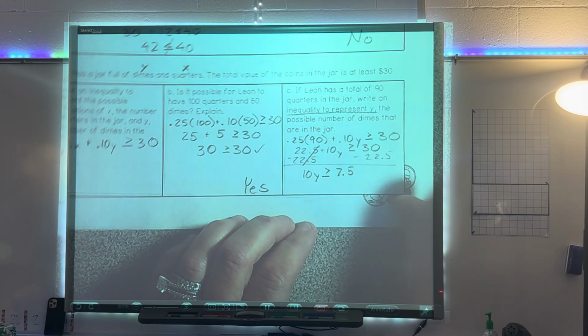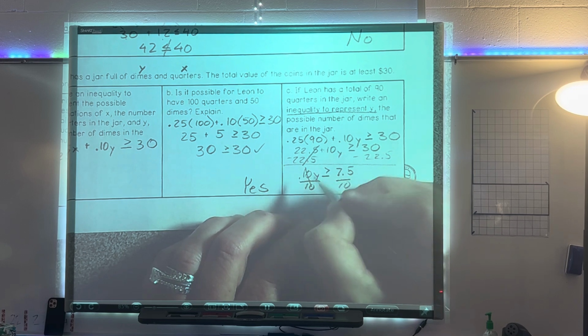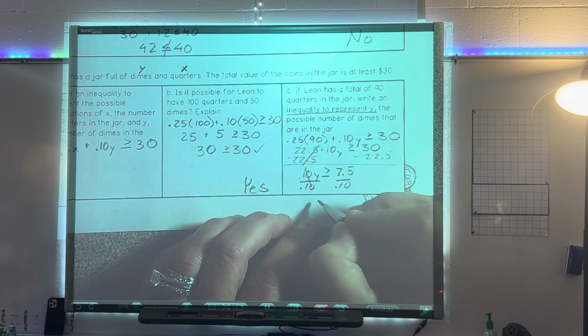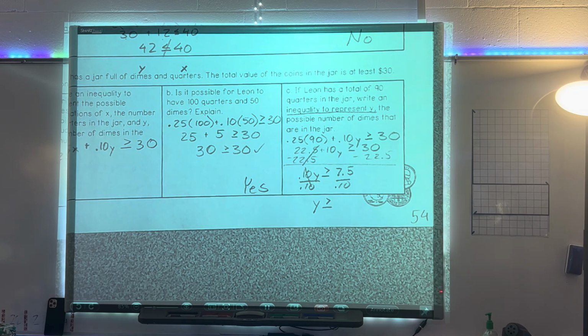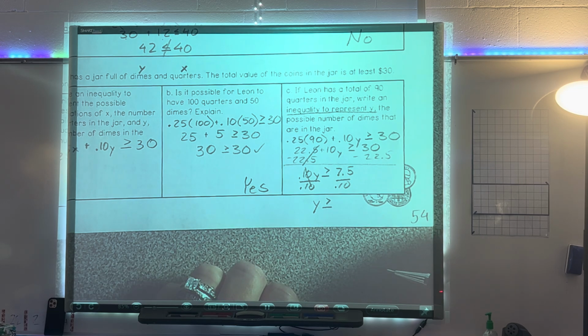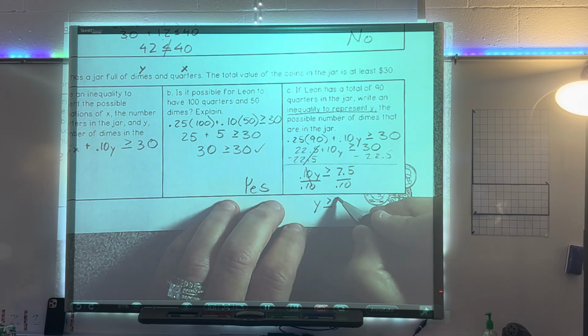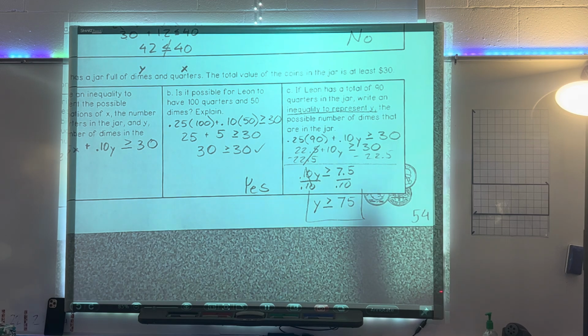Divide everything by 10. Or wouldn't it be 0.10? Yes, 0.10, thank you. You are absolutely correct. Okay, so then y would be greater than or equal to, and I'm never leaving a decimal in there like that, so what does that get me when I divide that out? 0.75. So it would be 3 over 4. 7.5 divided by 0.10. Oh. 75, okay. So the question wanted me to find out an inequality to represent y, which is the number of dimes.